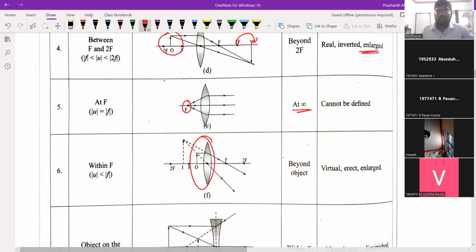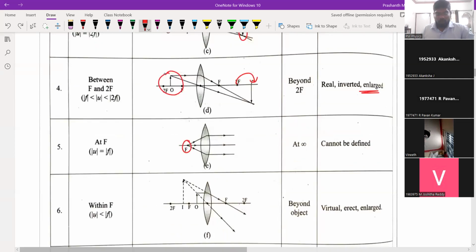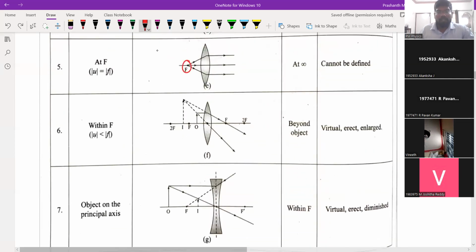Now this is where we are going to focus in the optical instruments as well. So what is the specialty here is, if you place the object between F and O, now what is happening? If you take the light ray parallel, it is passing through focus, and the ray passing through optical center goes straight. Now they are not going to meet.